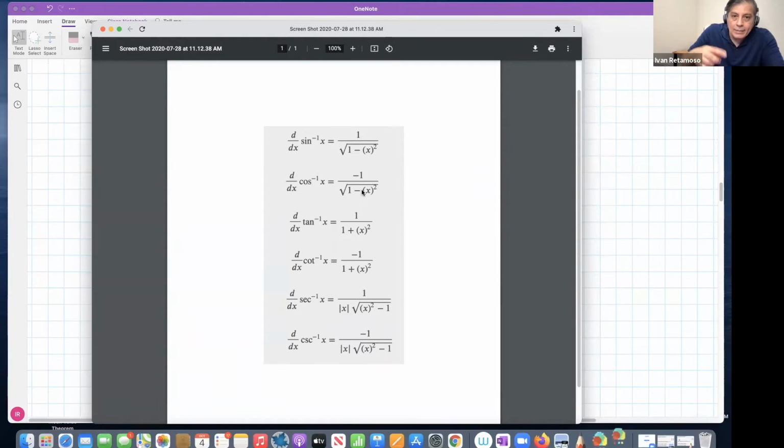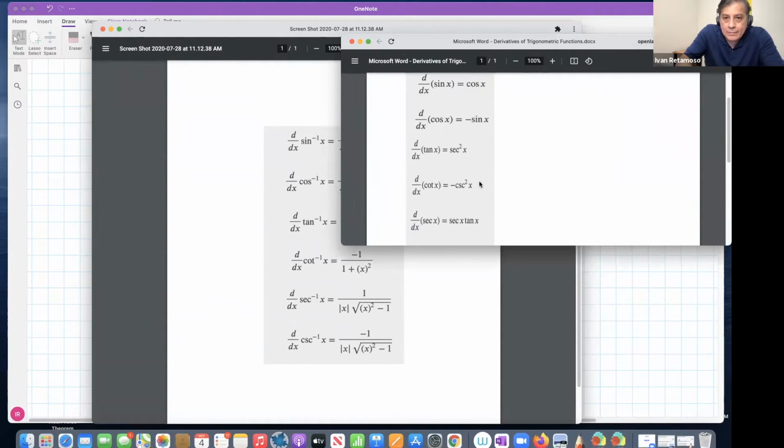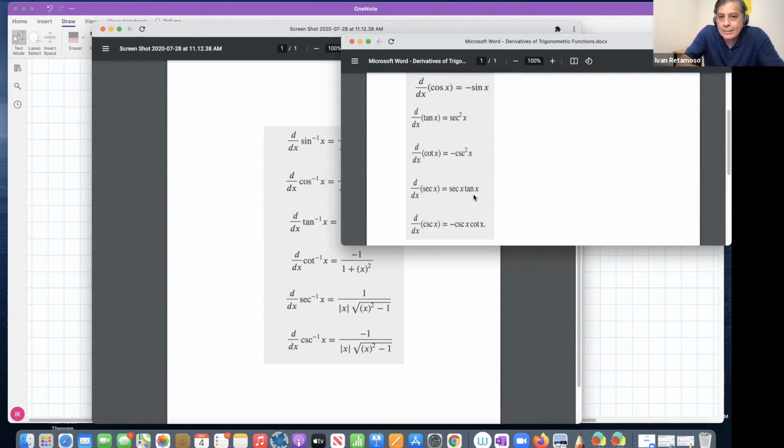And also I posted this set of basic formulas, right? This one you probably have memorized already, right? Derivative of sine, cosine; derivative of cosine, minus sine; derivative of tangent, secant squared; derivative of cotangent, minus cosecant squared; derivative of secant, secant times tangent; derivative of cosecant, minus cosecant multiplied by cotangent, right? So both you have them.